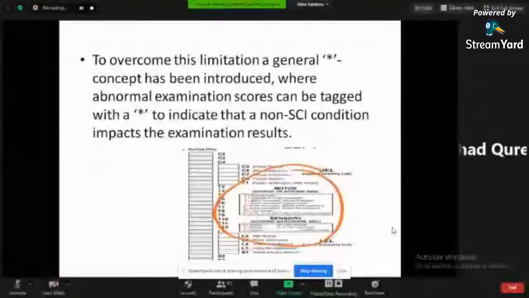To overcome this limitation, a general asterisk concept has been introduced where the abnormal examination score can be tagged with the asterisk to indicate that a non-SCI condition impacts the examination results. So here in the newer revision, you can see motor function as well as sensory, both the functions have been incorporated for the special consideration with the asterisk sign.